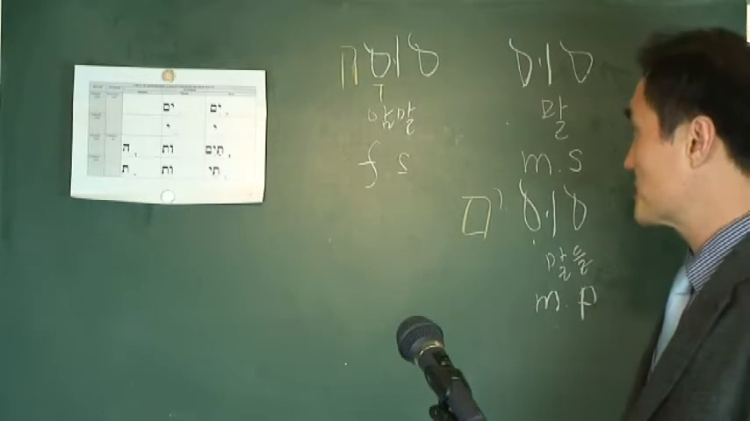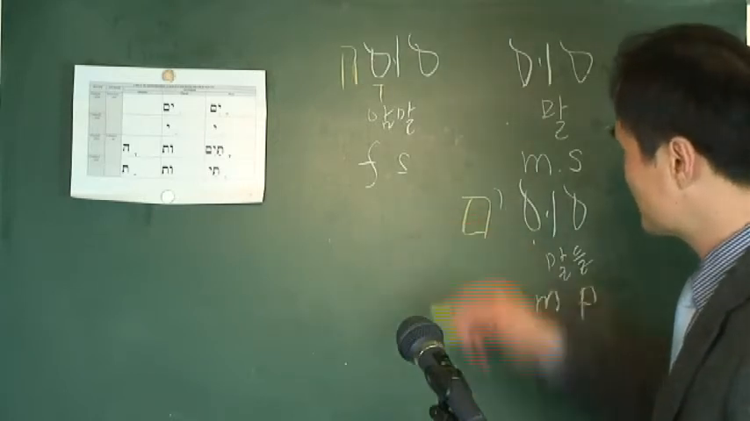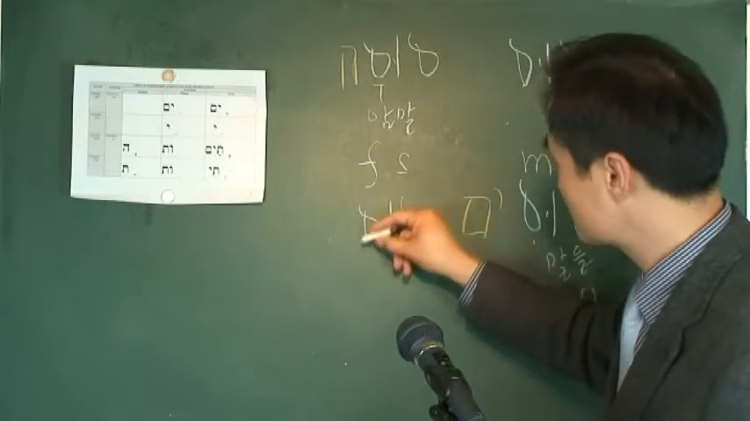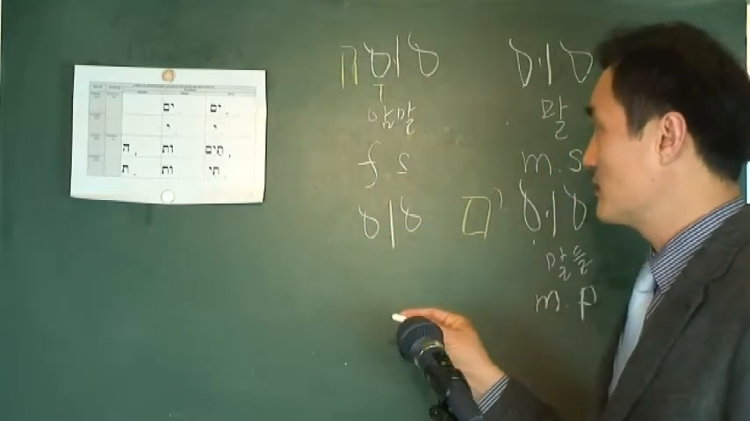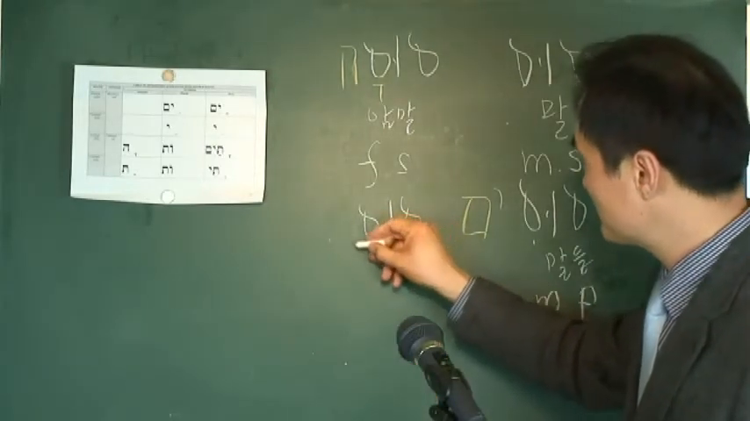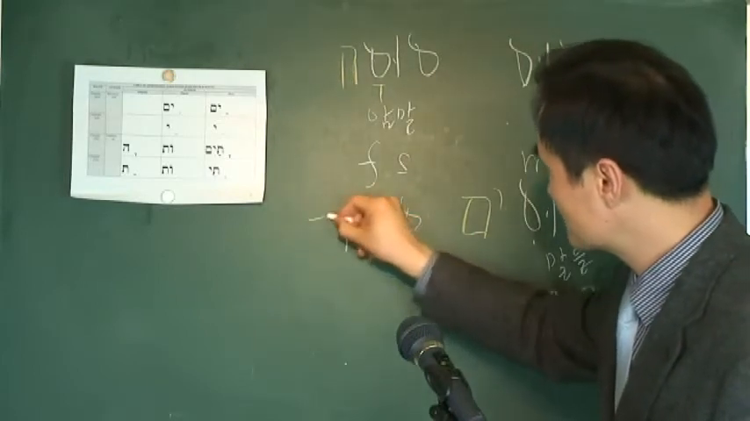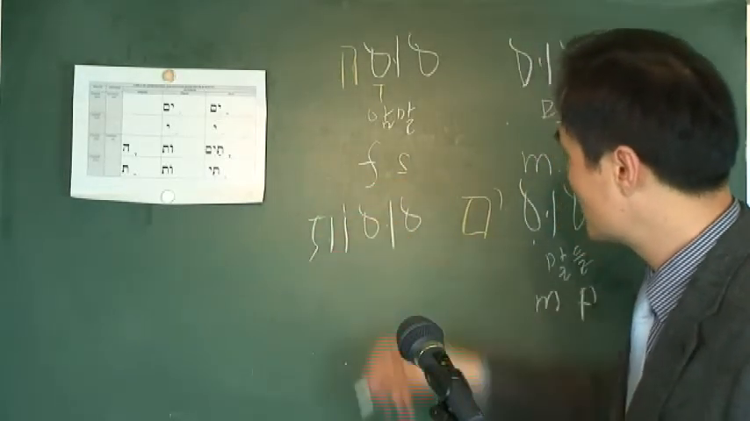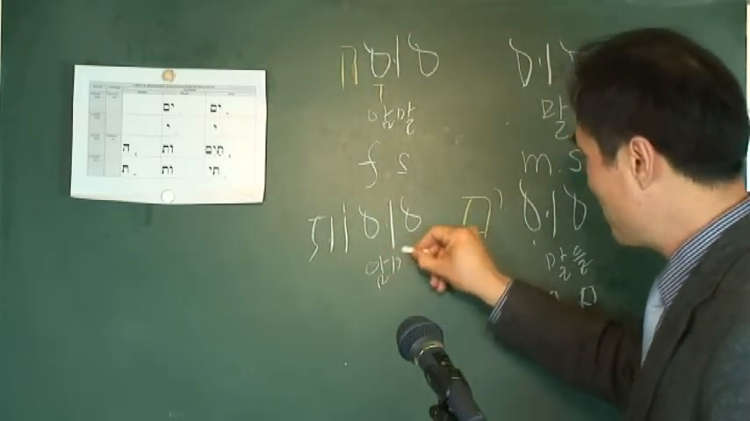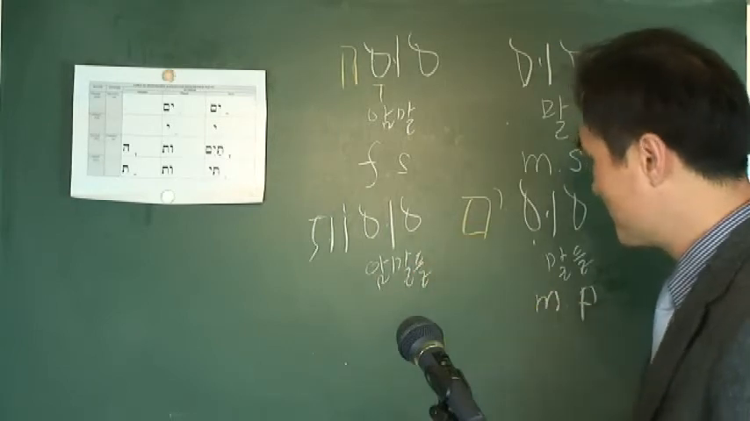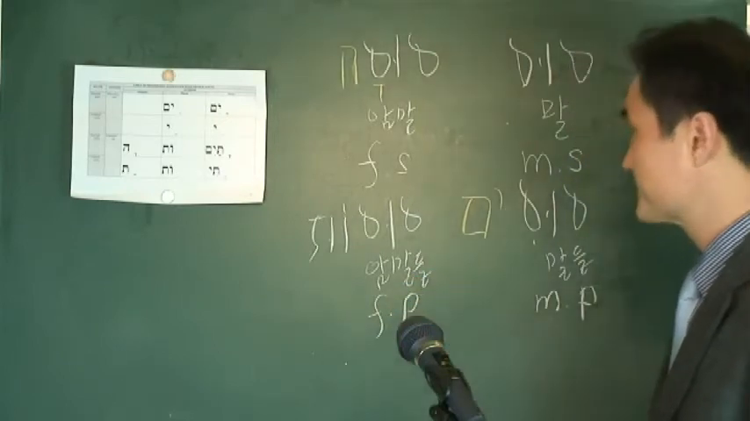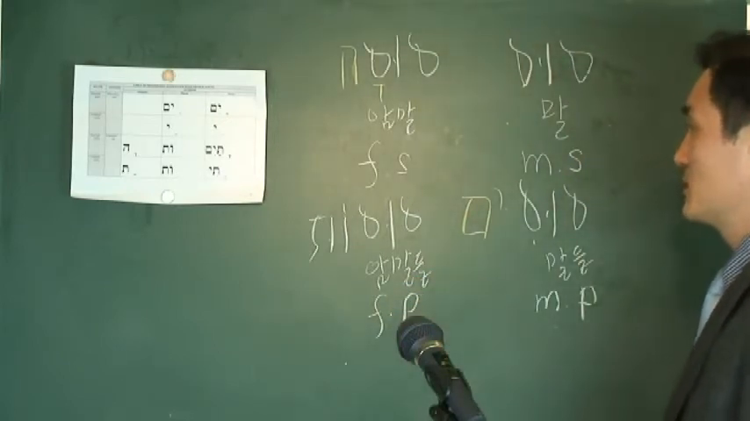Next, let's make the feminine plural form of a female horse. The plural form of susa. We would add the ending ot. Then it would be susot, female horses. This would be the female plural.